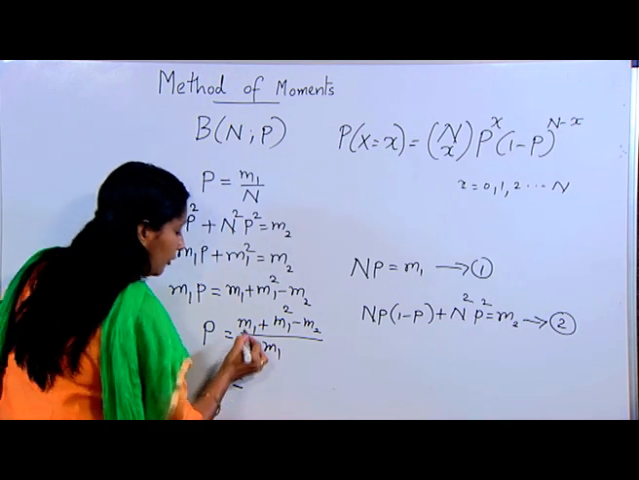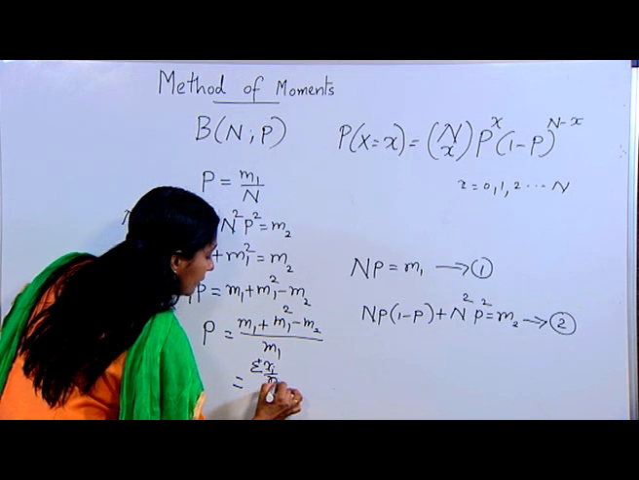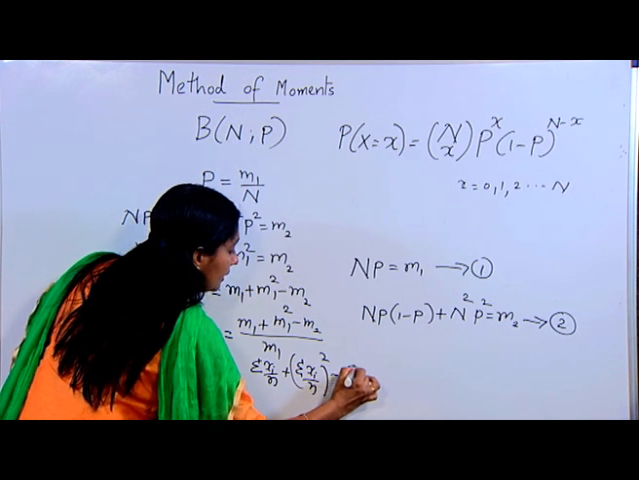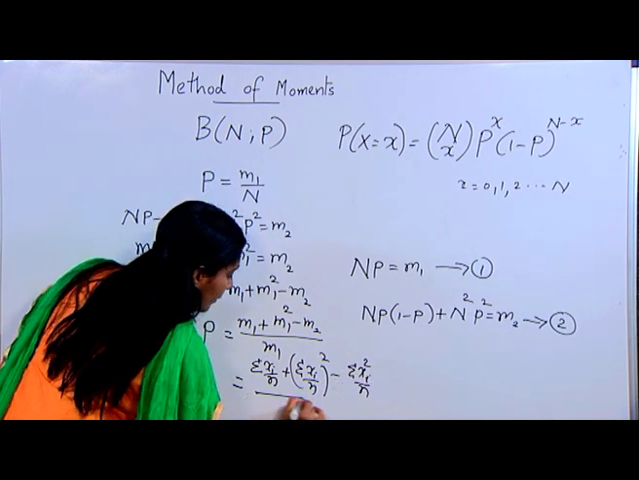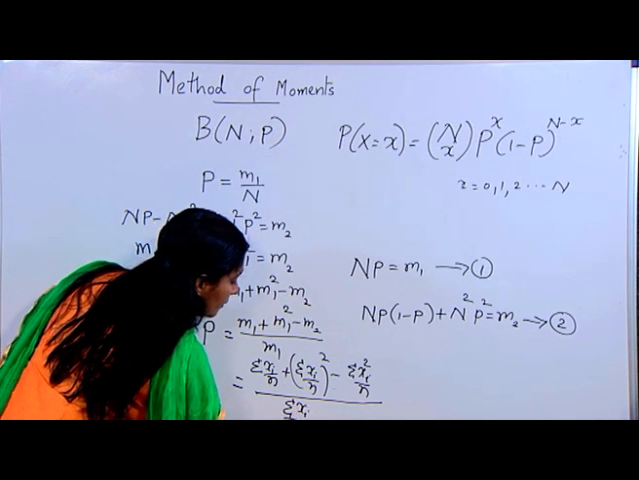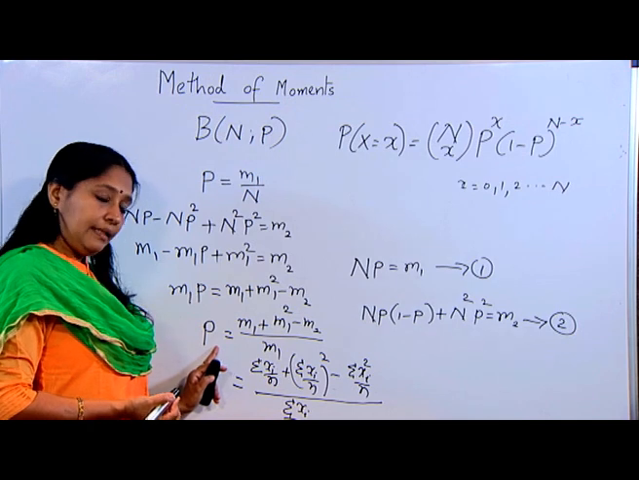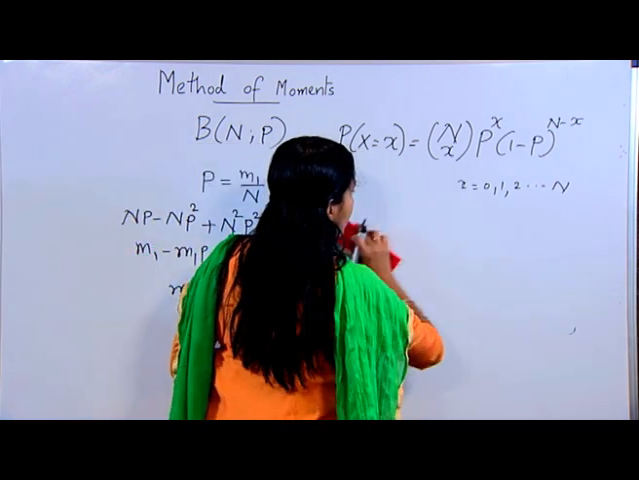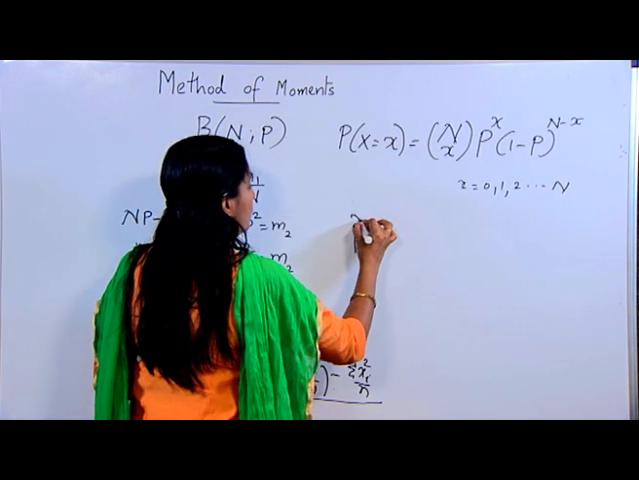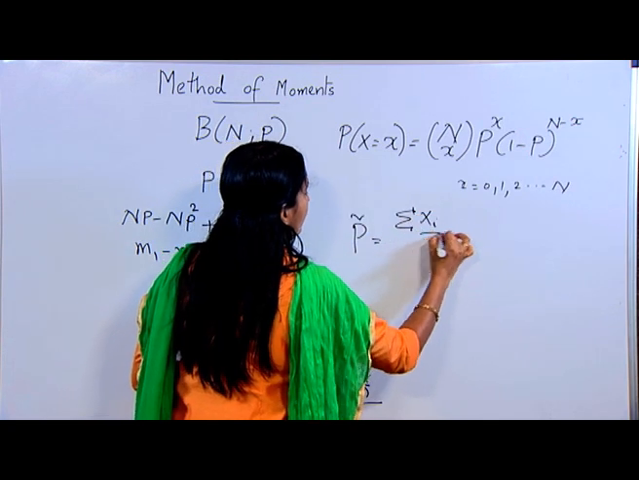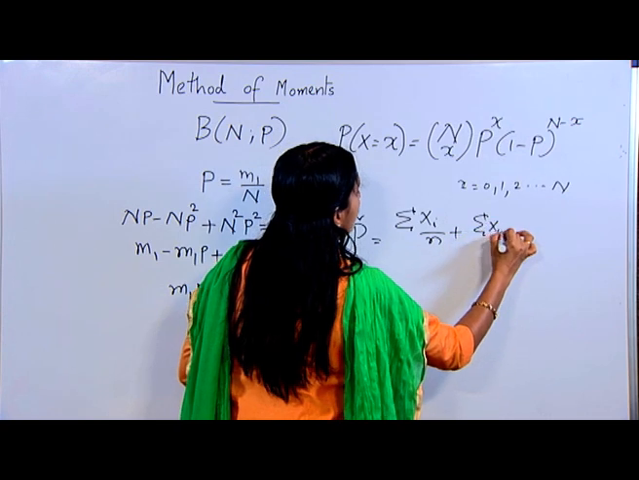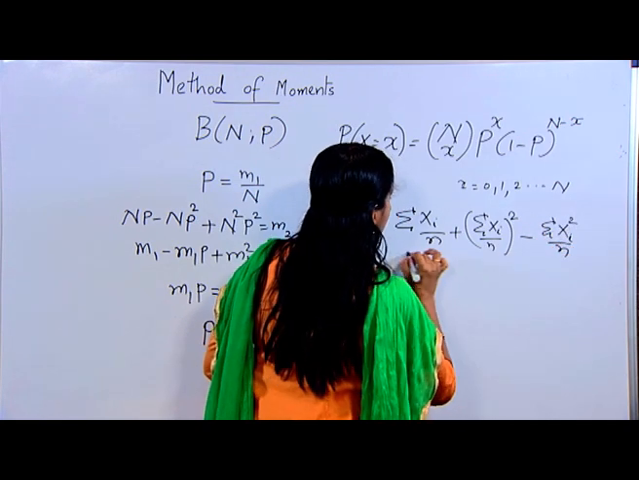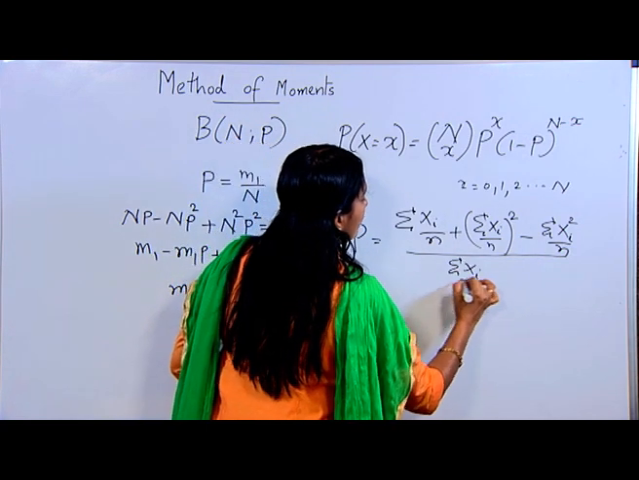These are actually m1 is summation xi divided by n, m1 square means summation xi by n whole square, m2 is summation xi square divided by n. We can see that now the p is a function of the sample values. Therefore, the moment estimator of p is p curl is equal to summation capital Xi divided by n plus summation capital Xi divided by n whole square minus summation capital Xi square divided by n, whole divided by summation Xi divided by n.